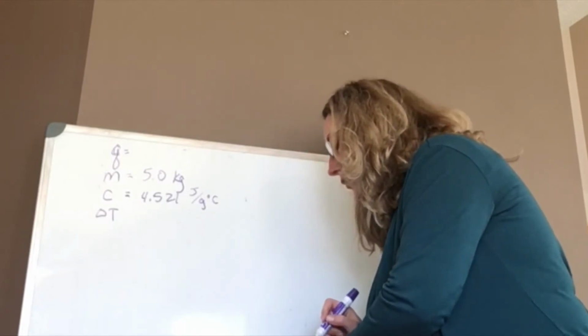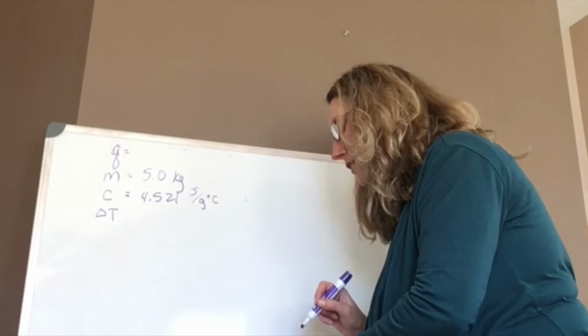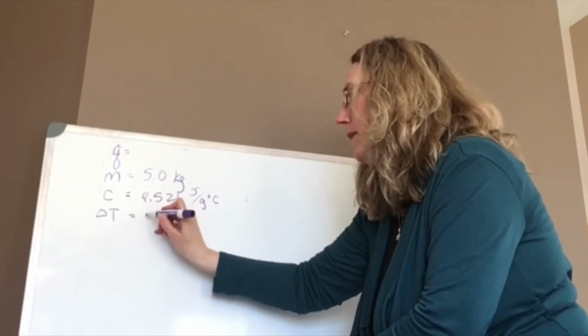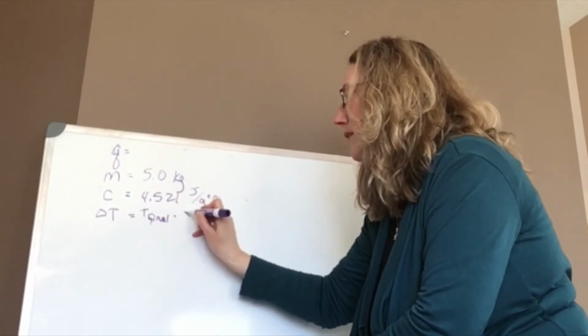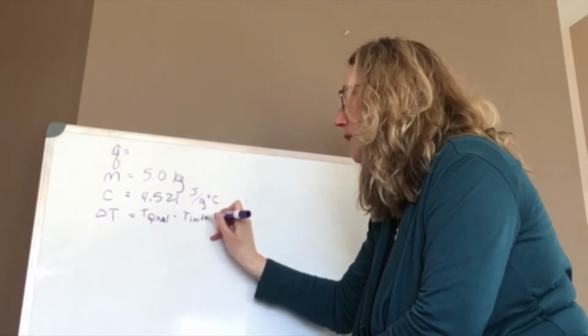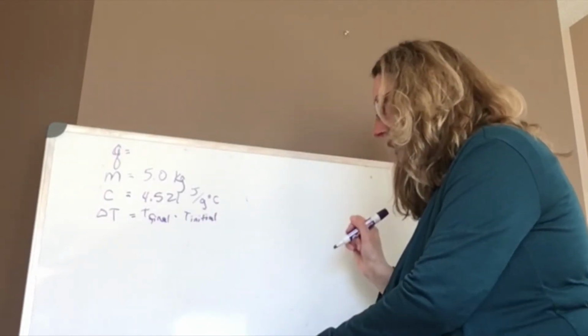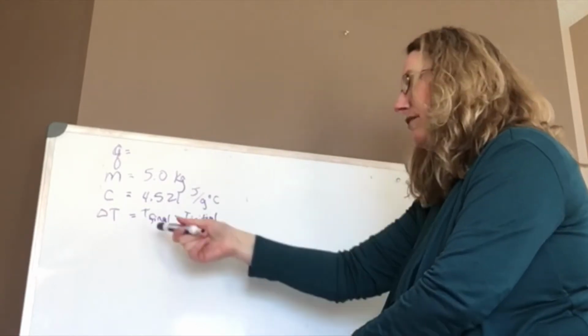Must be heated from room temperature, 25 degrees C, to 150 degrees C. So that means my change in temperature, remember that's temperature final minus temperature initial. So in that, it was heated from 25 degrees C to 150 degrees C. What's the final temperature?